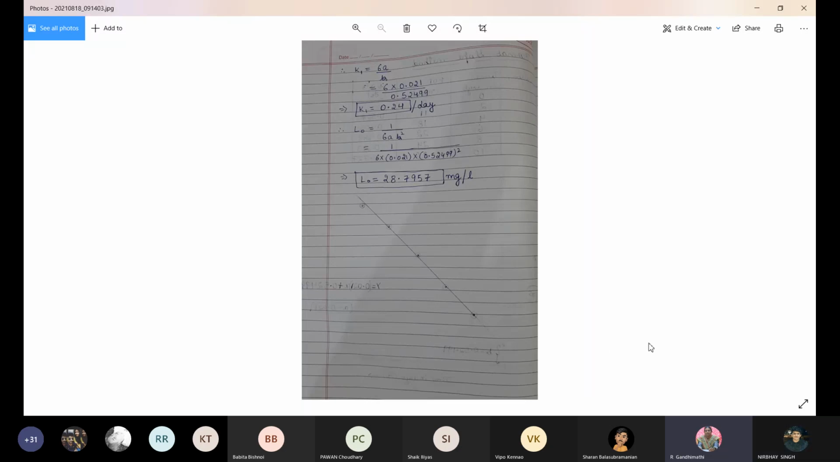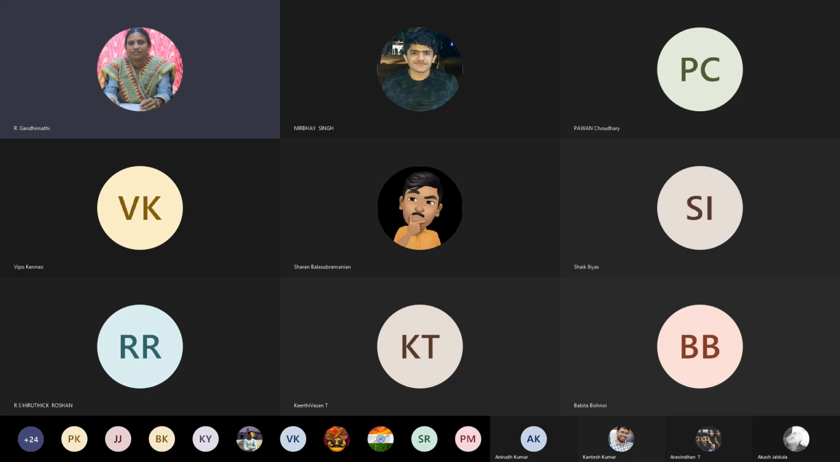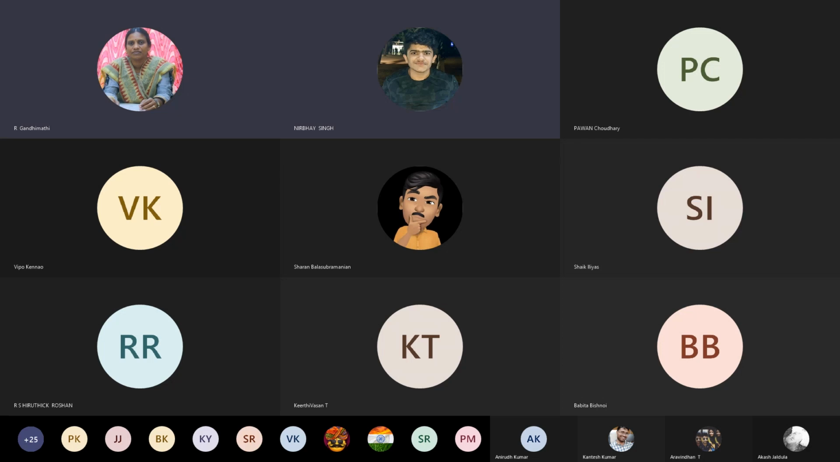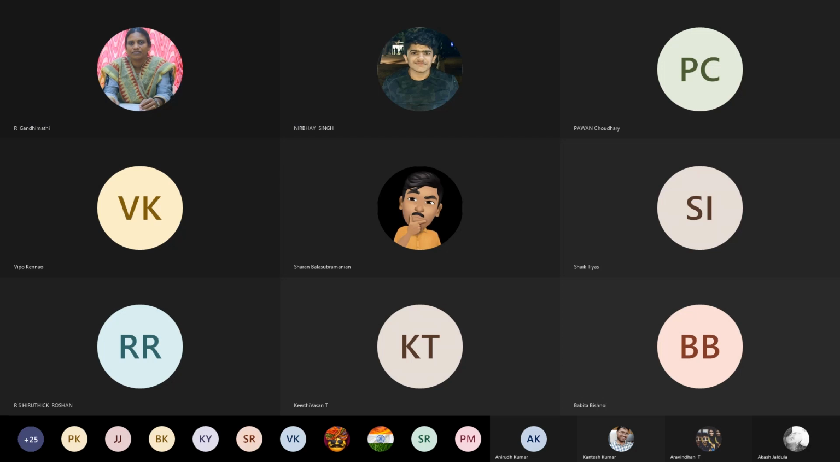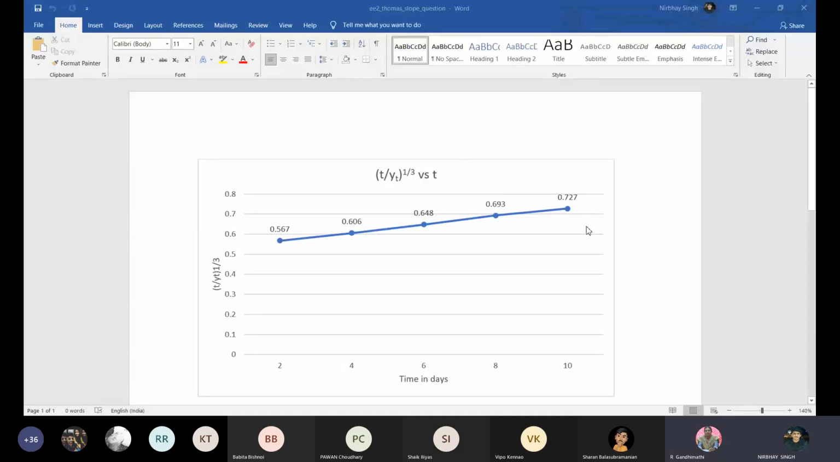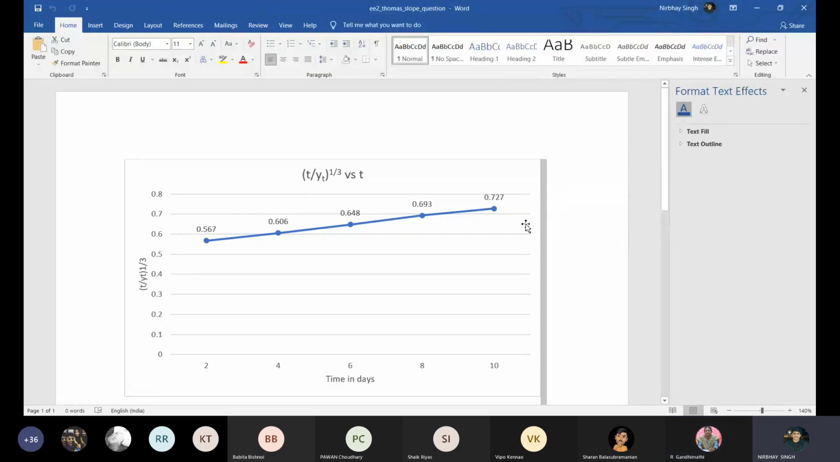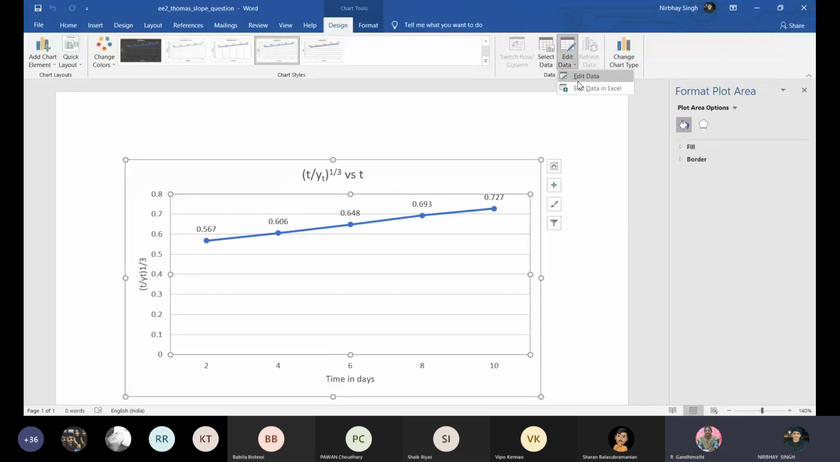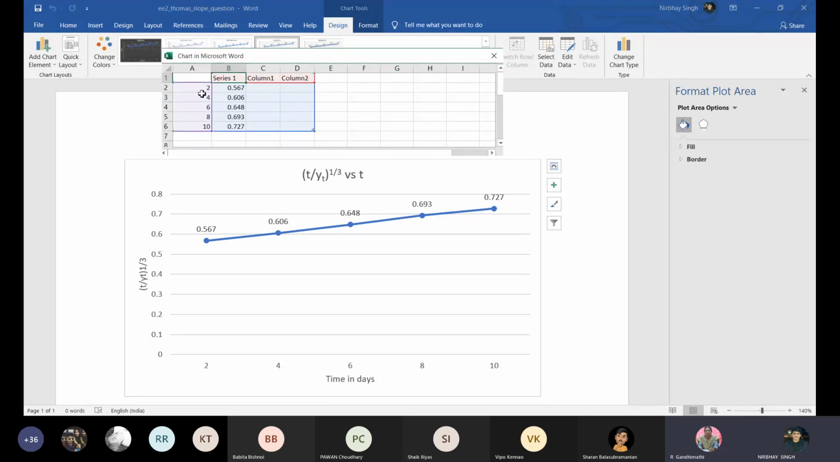What about others? I also need to see the Excel sheet. Maybe you can explain to all how you have plotted the trend line. Ma'am, I used Word, like in this graph only. Okay, you have copied it. Here we can use Excel only to edit the data, where this represents the time and this one the y-axis data.